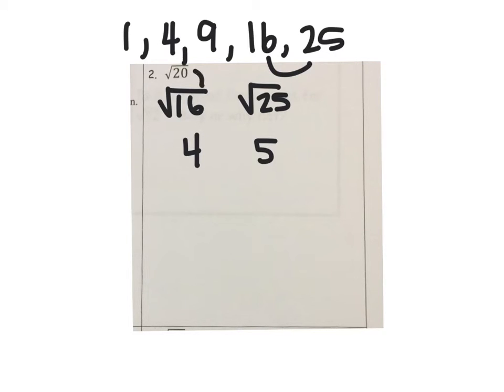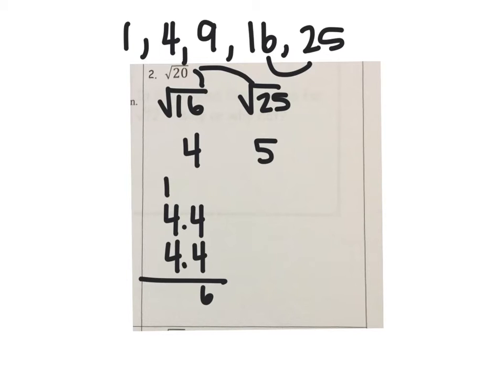And 20 is 4 away from 16, and it's 5 away from 25. So this one seems to be right in the middle of 4 and 5, just like the last one was in between 3 and 4. So since it's closer to 16, I'm going to try 4.4 times 4.4 first, because halfway would be 4.5, but since it's closer to 16, I'm going to go a little bit lower than 4.5 first. 4 times 4 is 16.